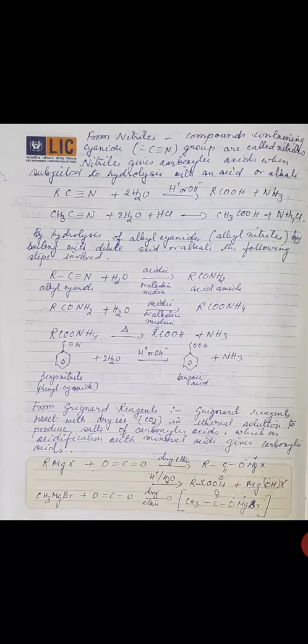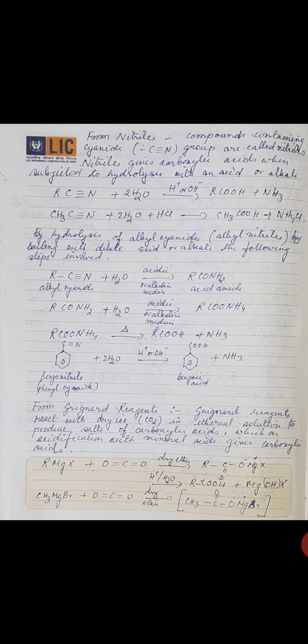Now we will discuss the preparation from nitriles. Compounds containing cyanide, that is C triple bond N group, are called nitriles. Nitriles give carboxylic acids when subjected to hydrolysis with an acid or alkali. So RCN plus 2H2O in the presence of an acid or alkali gives carboxylic acid, that is RCOOH, plus ammonia NH3. So you can see the reaction: CH3CN, that is methyl cyanide, reacts with water and acid, that is HCl, giving CH3COOH plus NH4Cl.